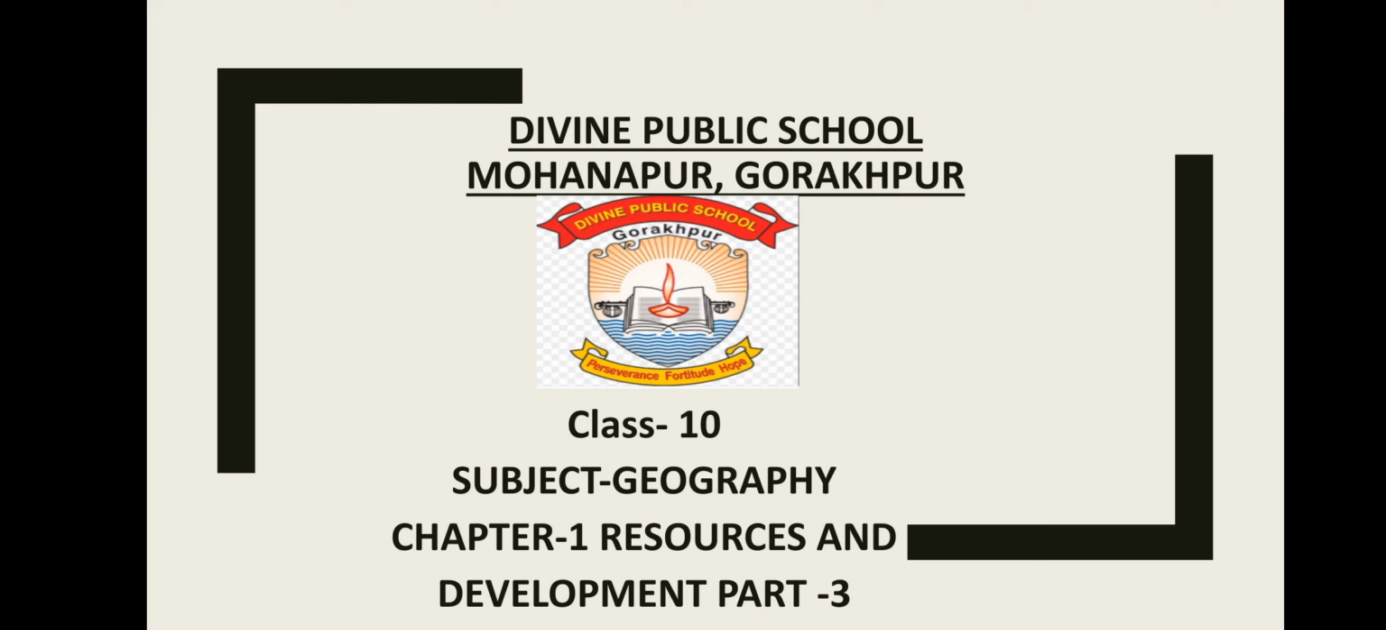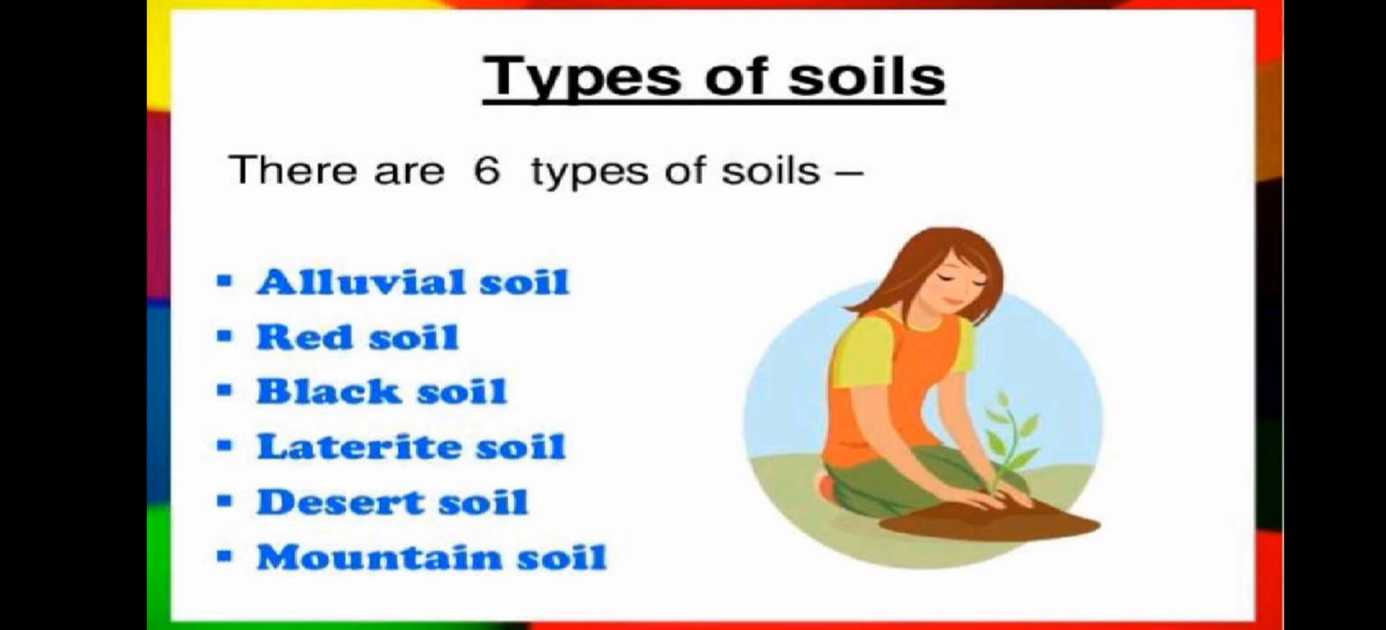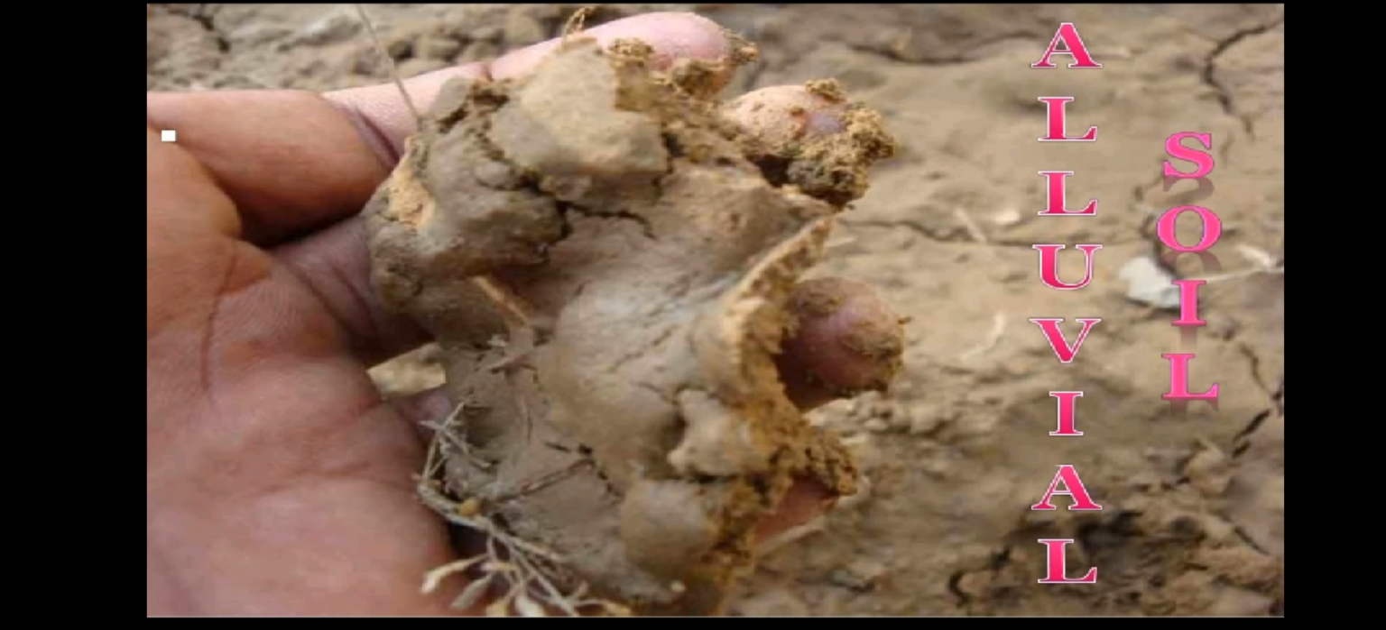Now, in this third part, dear students, we are going to study about 6 types of soils. Alluvial soil, red soil, black soil, laterite soil, desert soil and mountain soil. So first of all, let us start with alluvial soil.